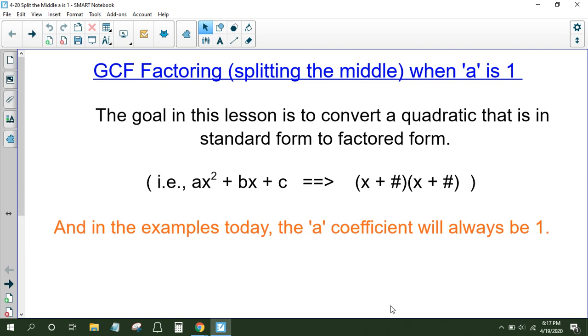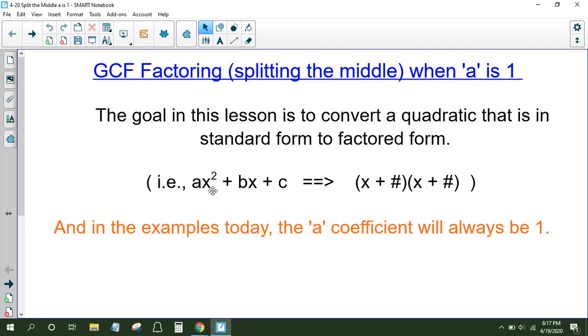Today we're going to be talking about factoring again and using the split the middle method. We're going to be factoring trinomial expressions where our a value is 1. The goal in this lesson is to convert a quadratic that is in standard form to factored form.